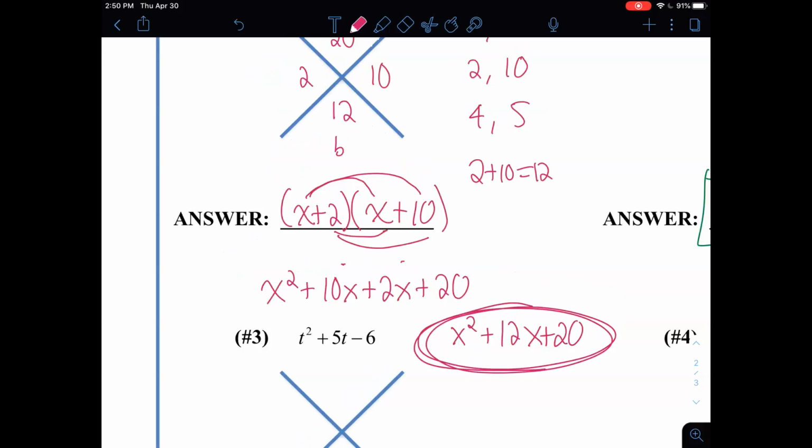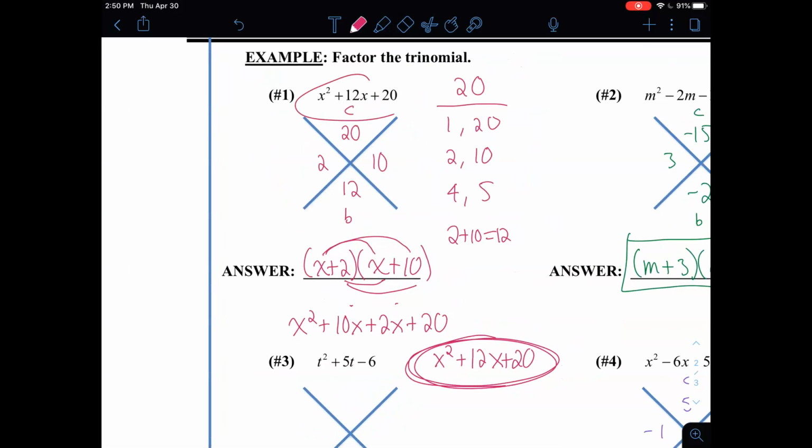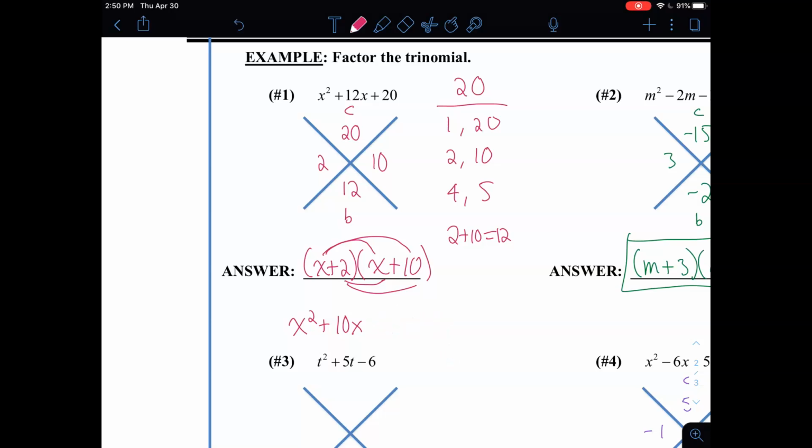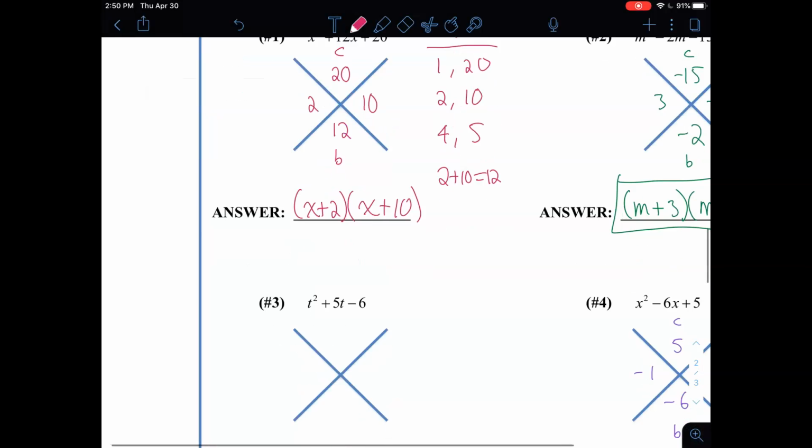Why this is important? We're trying to undo FOIL, so we got back to the original problem here by doing this, okay? So that's what we're trying to do, is we're trying to undo FOIL, we're trying to undo distribution to get back to the original problem. I'm going to go back a bunch of times. Sorry. Oops, too far. Okay? So that is the final answer, x plus 2 times x plus 10.